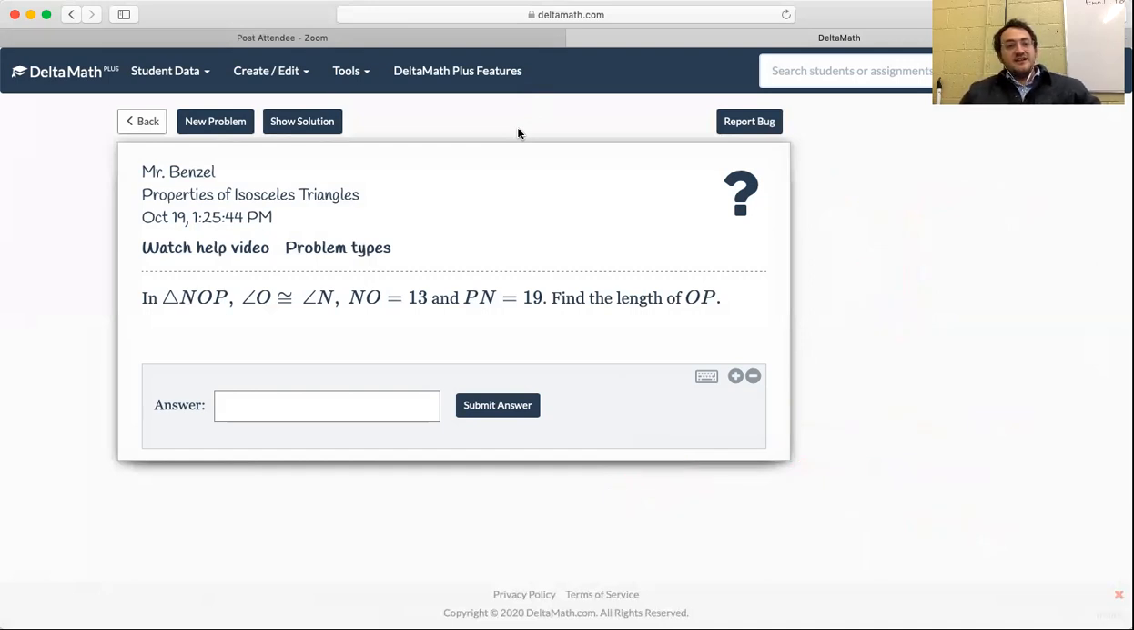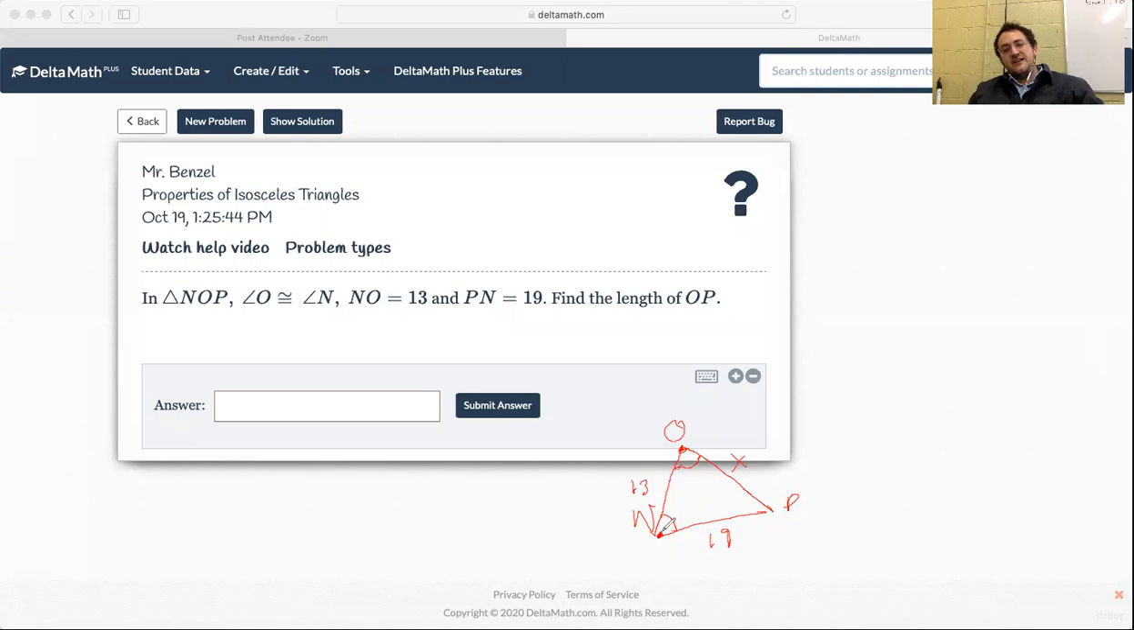All right, this one is a side problem. So I have NOP, and I'm going to draw a triangle called NOP. The angles N and O are congruent to each other, so that's what I'm going to start with. NO is 13 and PN is 19, and we need to find the length of OP.